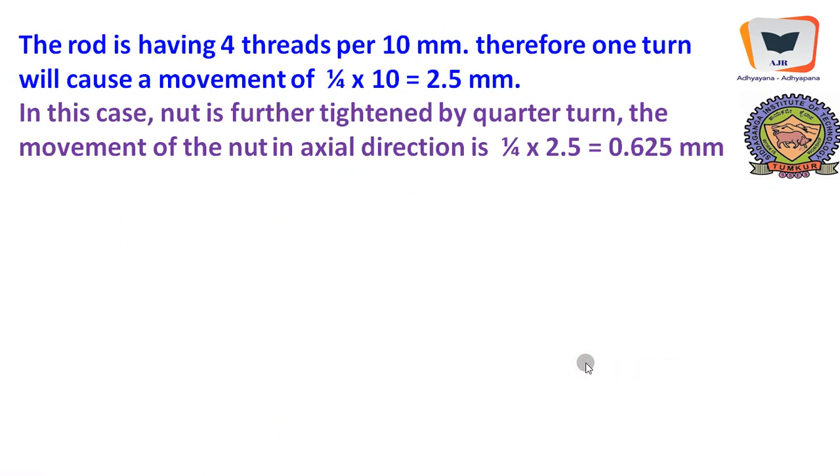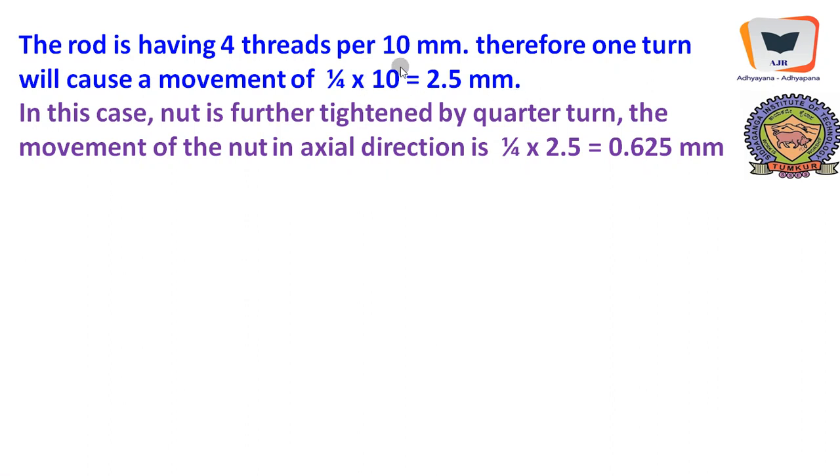That is the stress. And now the rod is rotated a quarter turn as per the problem. The rod is having 4 threads per 10 millimeter. That means if you completely rotate 4 threads completely, there is a tension amounting to 10 millimeter of elongation. That is the amount of stress that is being generated, the stress that is needed in order to have a change in length of 10 millimeter. Therefore, one turn will cause a movement of 1/4 into 10, 2.5 millimeter.